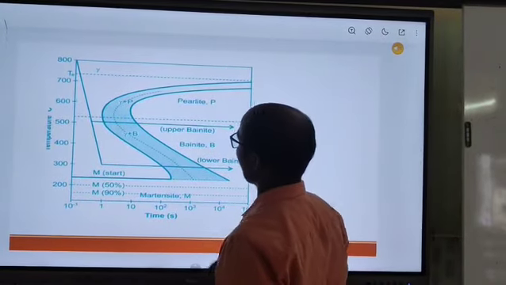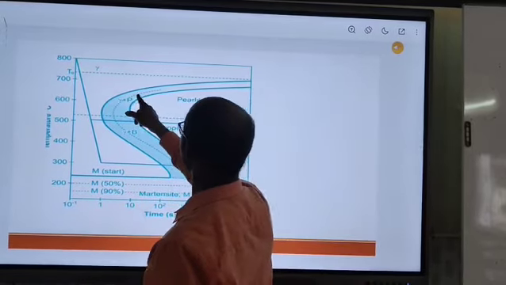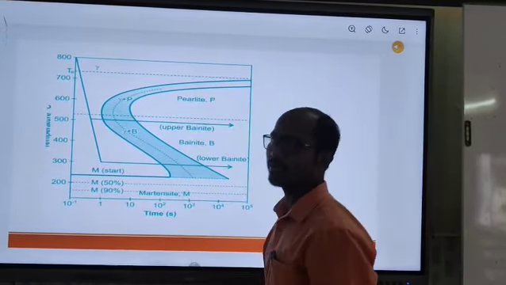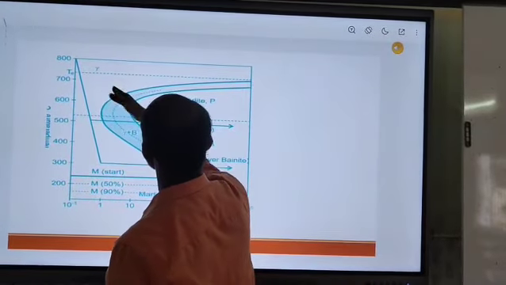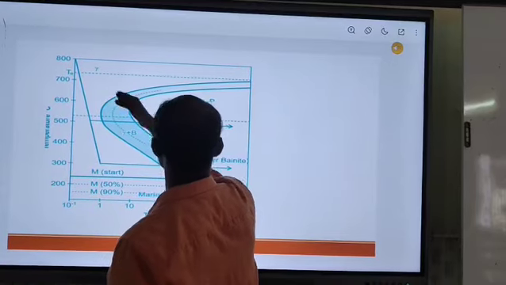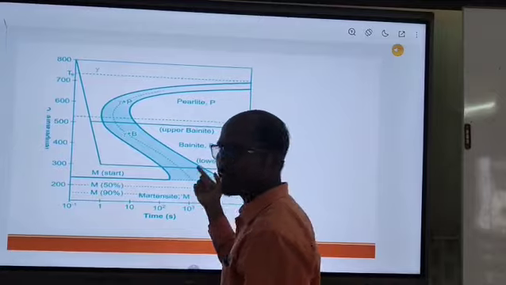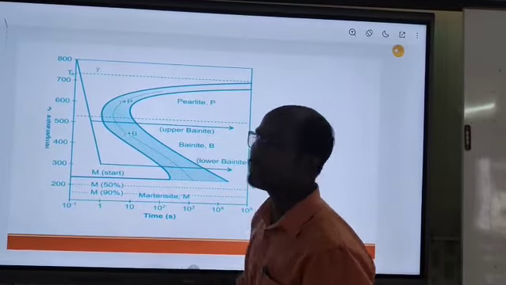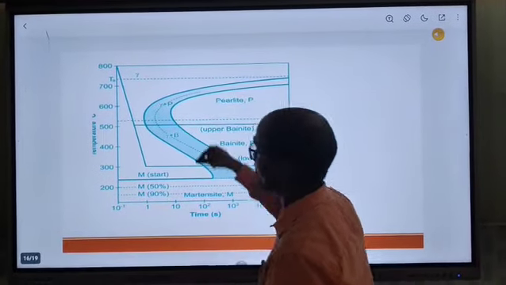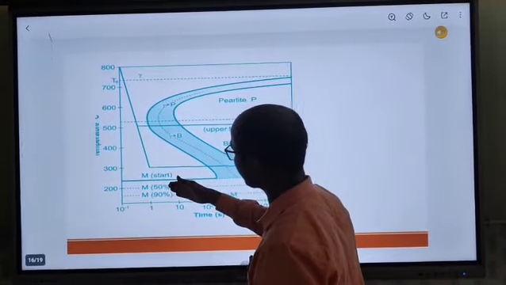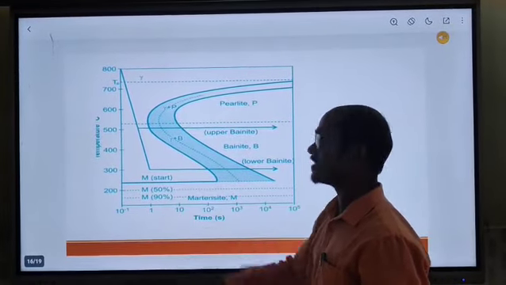So when slow cooling occurs, we get pearlite. What is pearlite? When we increase the cooling rate, we can get maybe bainite or fine pearlite. But when we bypass this C curve and come to this temperature, then we get the Martensite.